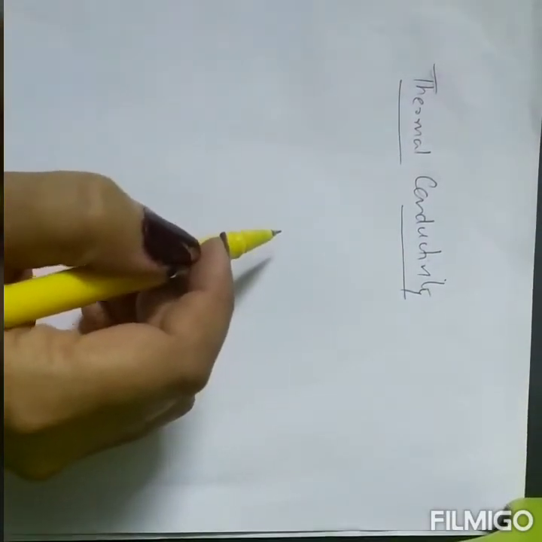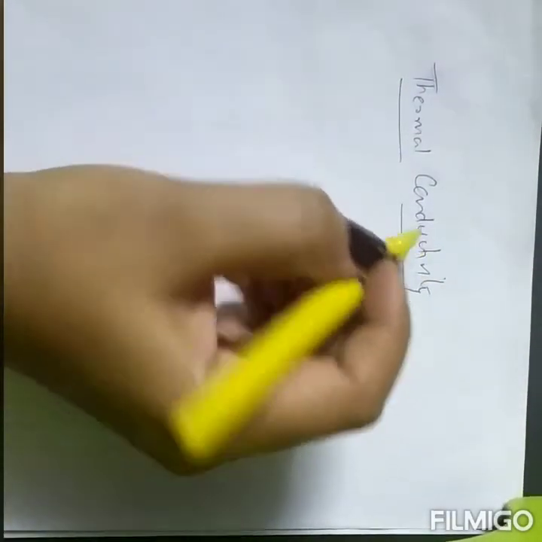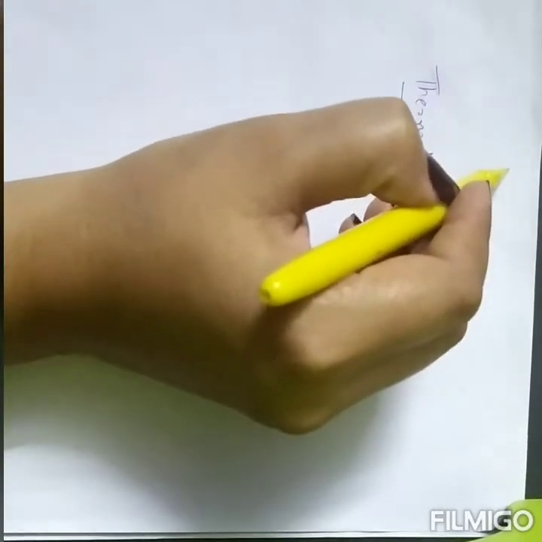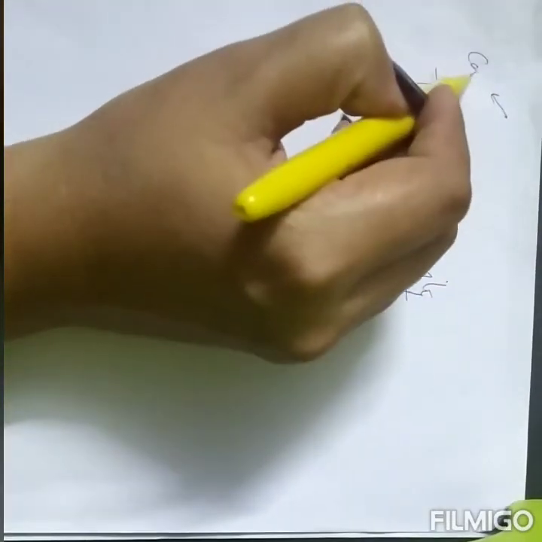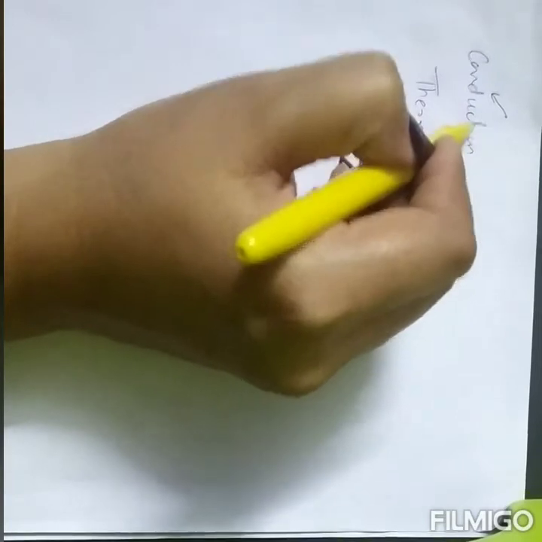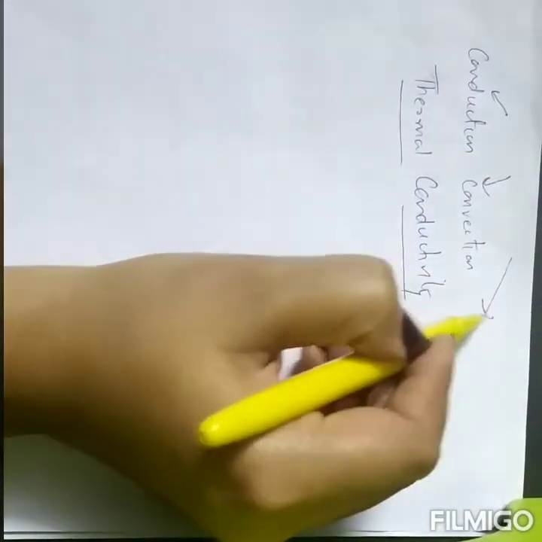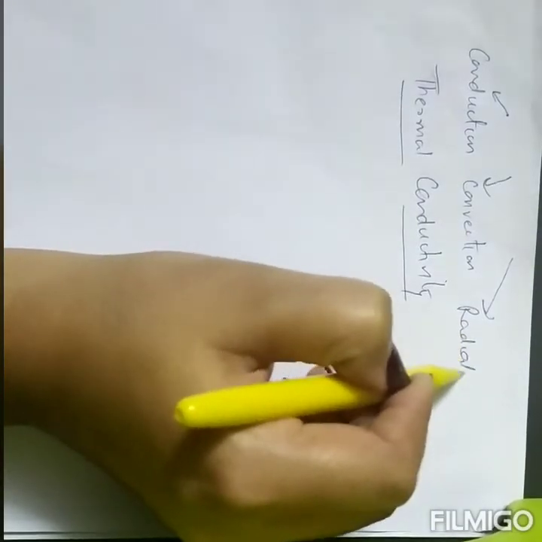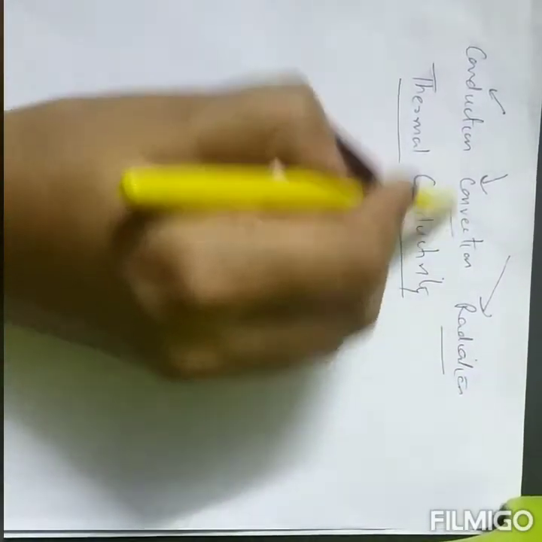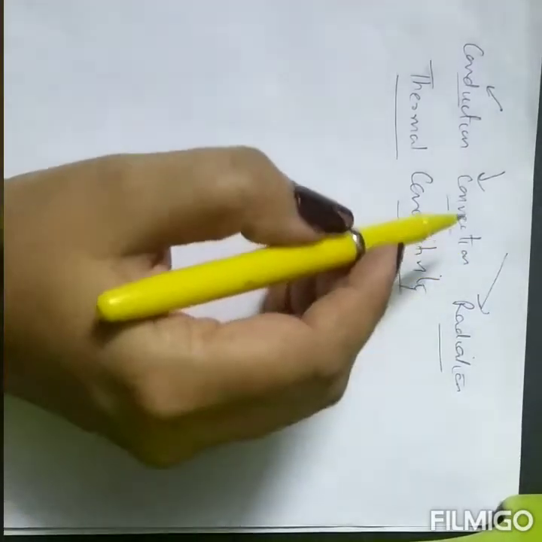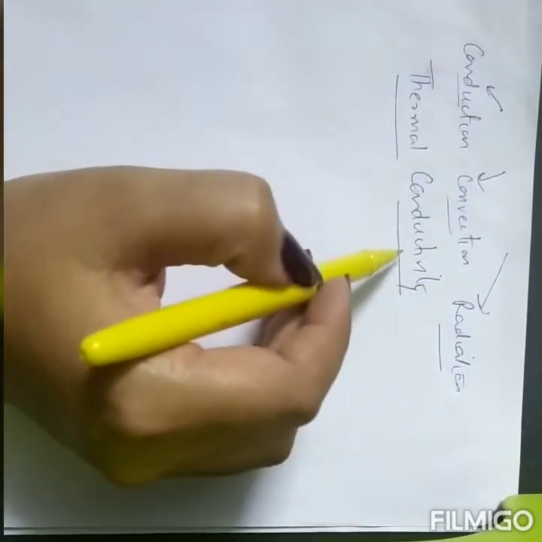Thermal conductivity. As we have discussed in the last class, there are three methods of transfer of heat. One is conduction, then convection, and third is radiation. These are the methods of transfer of heat. So we have to discuss thermal conductivity.